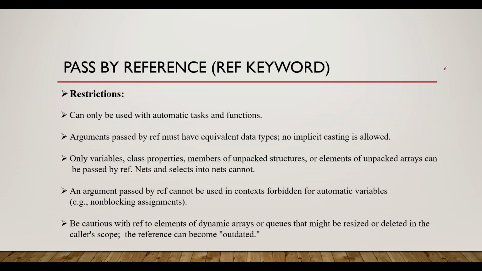Now these are some restrictions for pass by reference. It can only be used with automatic tasks and functions. An argument passed by ref must have an equivalent data type, so no implicit casting is allowed in pass by reference. Only variables, class properties, members of unpacked structures, or elements of unpacked arrays can be passed by reference. No nets or select expressions are allowed. An argument passed by ref cannot be used in contexts forbidden for automatic variables, and you should also be cautious with references to elements of dynamic arrays or queues that might be resized or deleted in the caller scope, so the reference can become outdated. You have to keep all these points in mind.